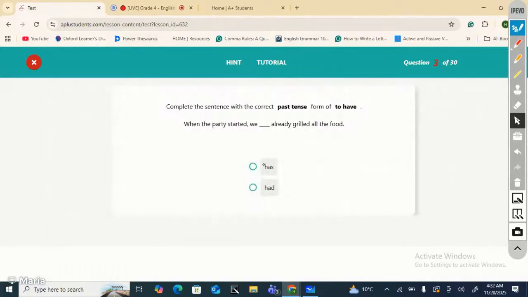Okay. Again, complete the sentence with the correct past tense form of the verb to have. When the party started, we blank already grilled all the food. Has or had? This time you'll tell.